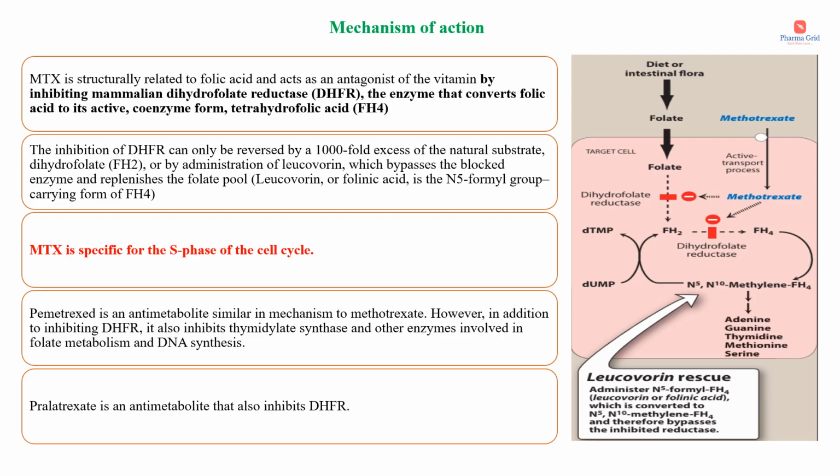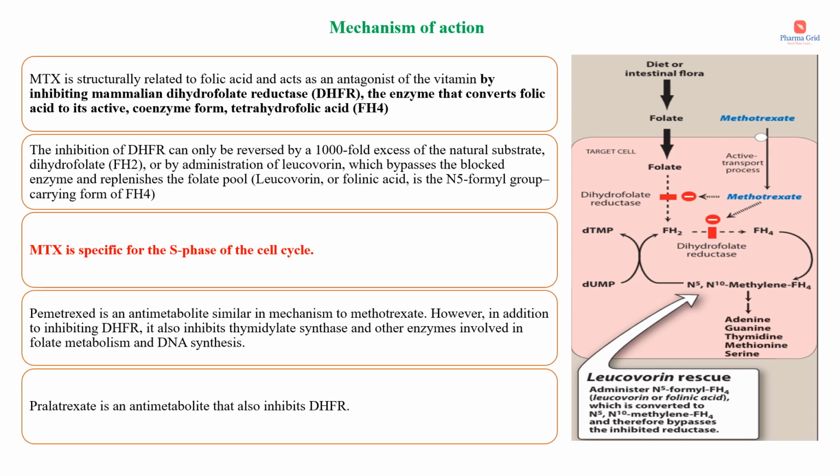Then moving on to the mechanism of action of folate antagonists. Methotrexate is structurally related to folic acid, and it acts as an antagonist of the vitamin by inhibiting mammalian dihydrofolate reductase. This dihydrofolate reductase enzyme is responsible for the conversion of folic acid to its active coenzyme form, tetrahydrofolic acid. So these drugs inhibit the dihydrofolate reductase enzyme. Thereby, folic acid cannot be converted into its active form, which is tetrahydrofolic acid.